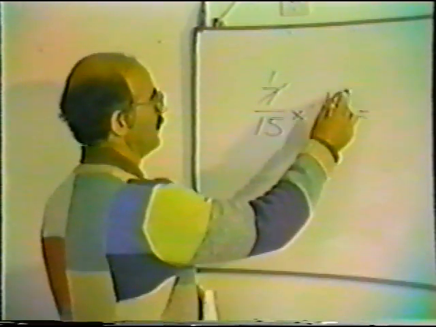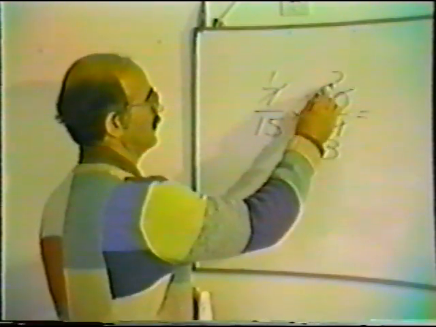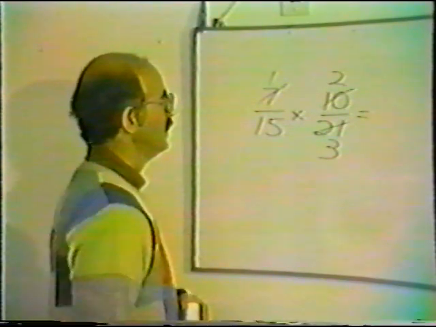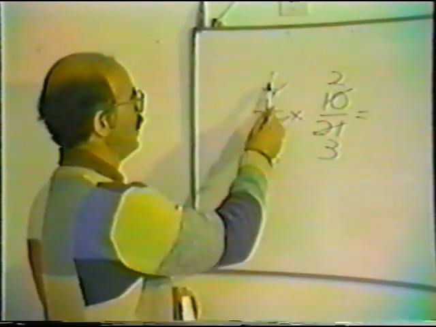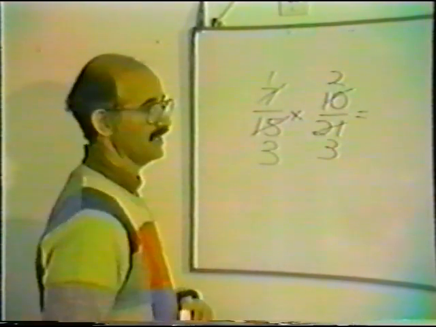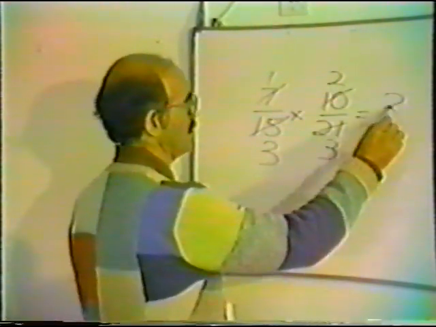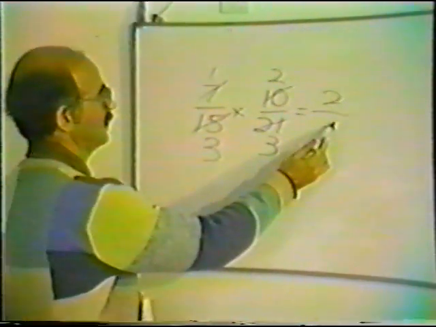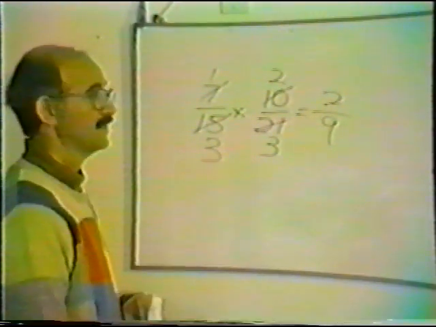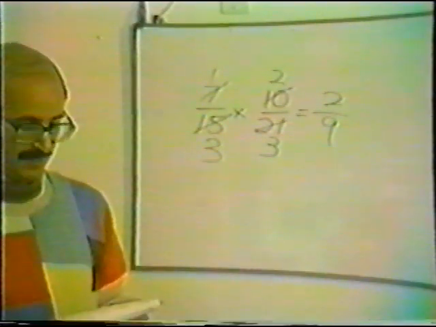5. 5 into 10 is 2. 5 into 15 is 3. 1 times 2 is 2. 3 times 3 is 9. The answer is 2/9.